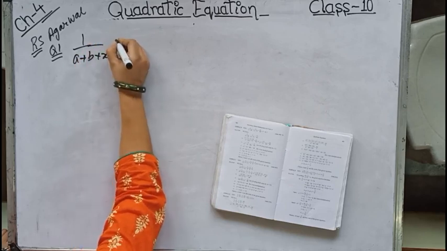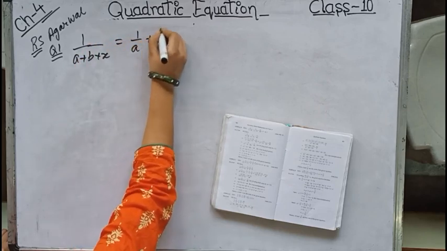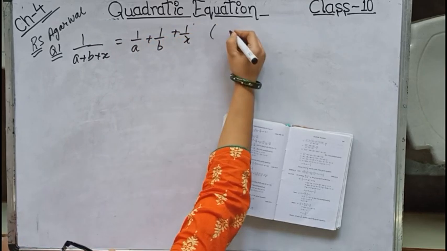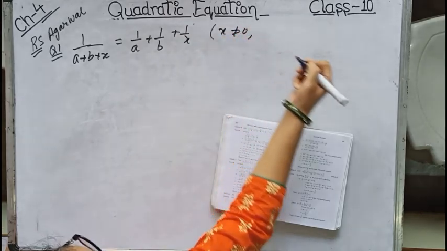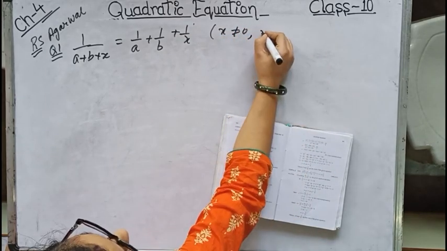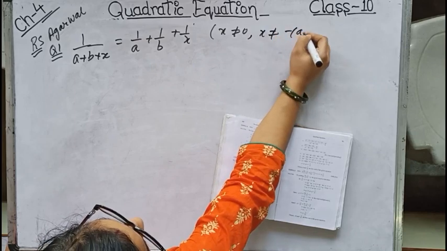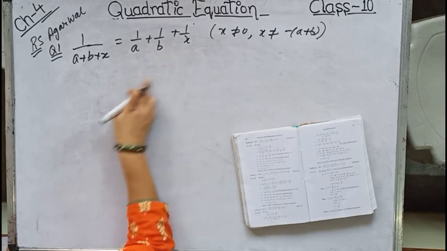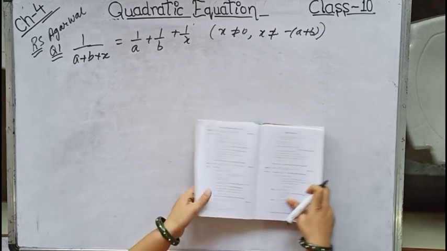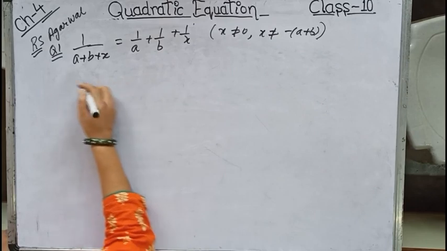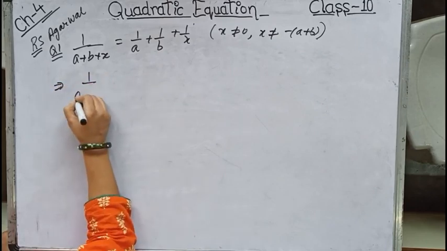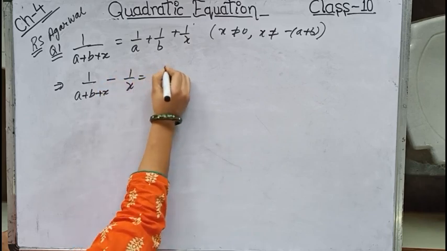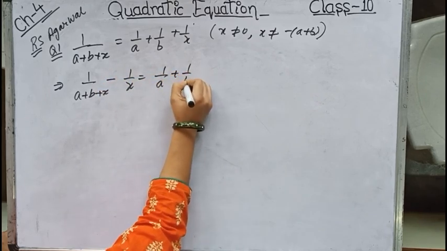1 by a plus b plus x equals to 1 by a plus 1 by b plus 1 by x. Here it is in bracket, it is written x not equals to 0 and x is not equals to minus of a plus b. Now in this variable we will shift to left hand side and will solve the term which has the variable. Now this implies 1 by a plus b plus x minus 1 by x equals to 1 by a plus 1 by b.